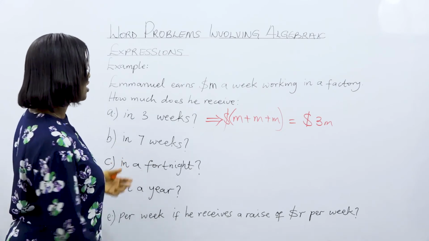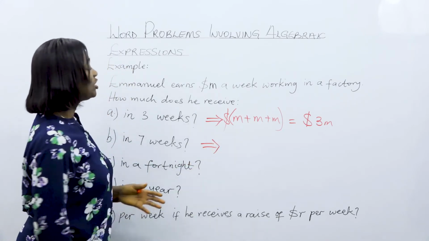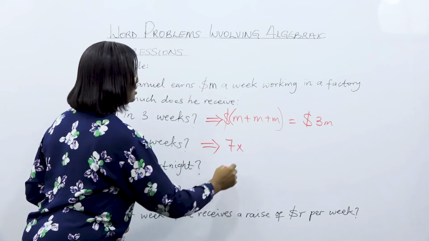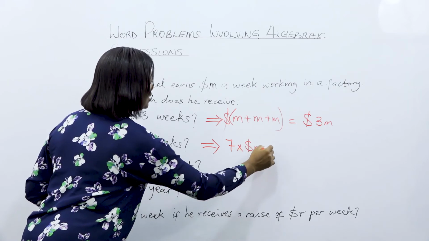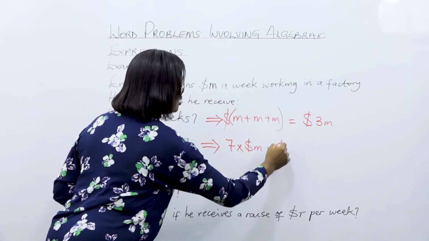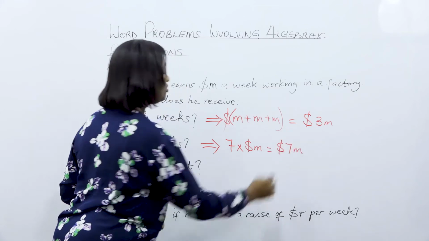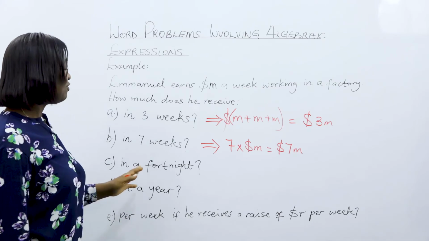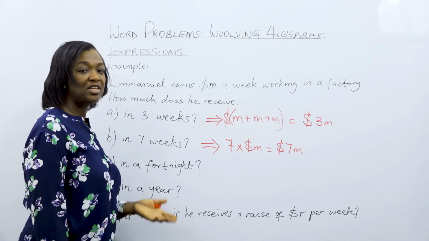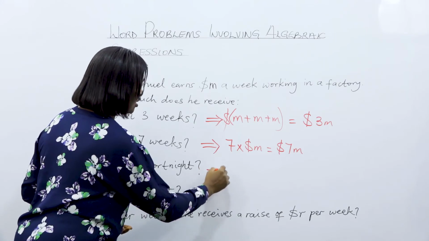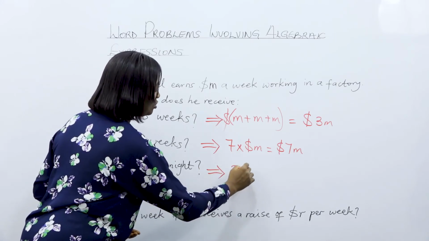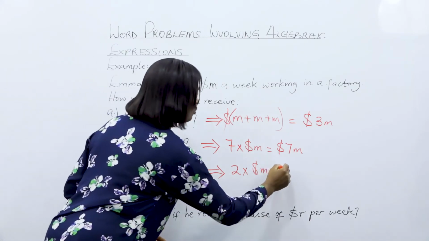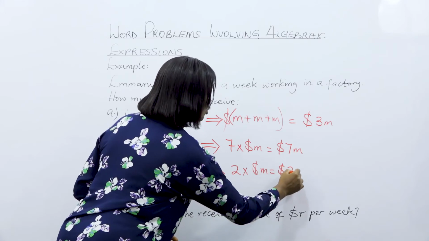How much will he earn in 7 weeks? This time we can go directly and multiply our $M by 7. So we get 7 times $M, and that will give us $7M in 7 weeks. In a fortnight, which is 2 weeks, that will be 2 times $M, and that will be equal to $2M.